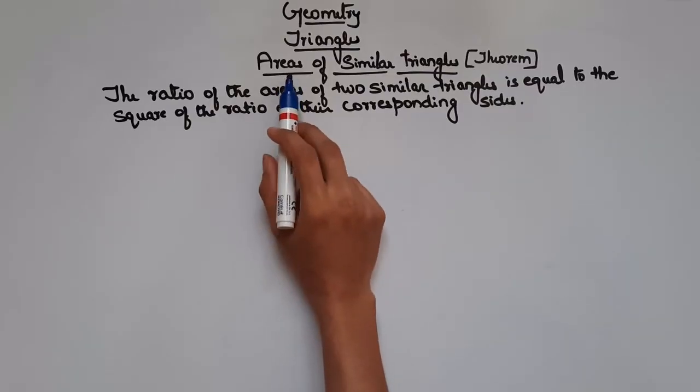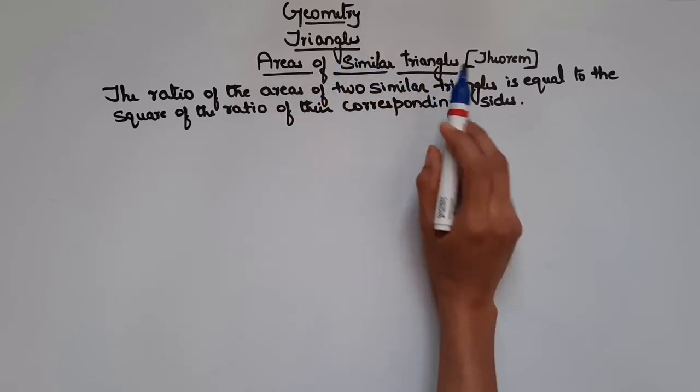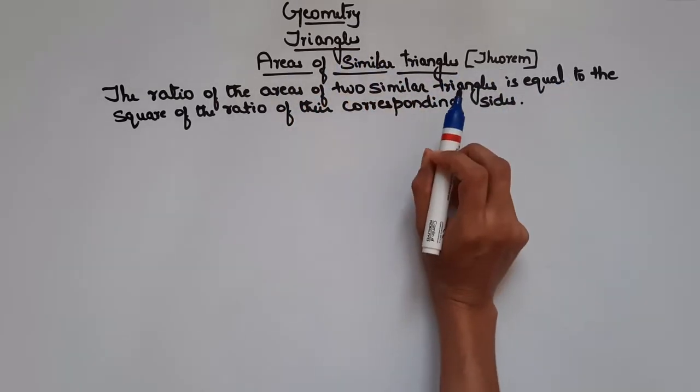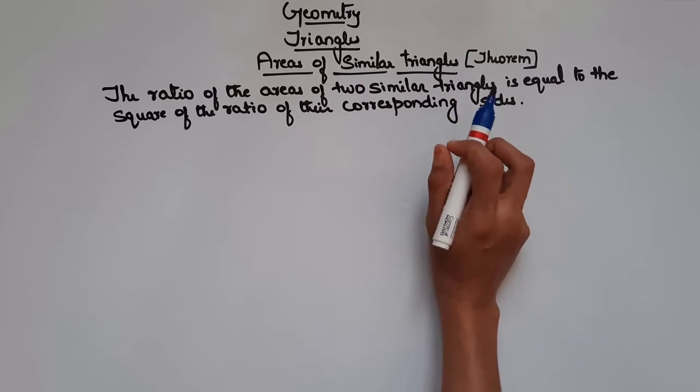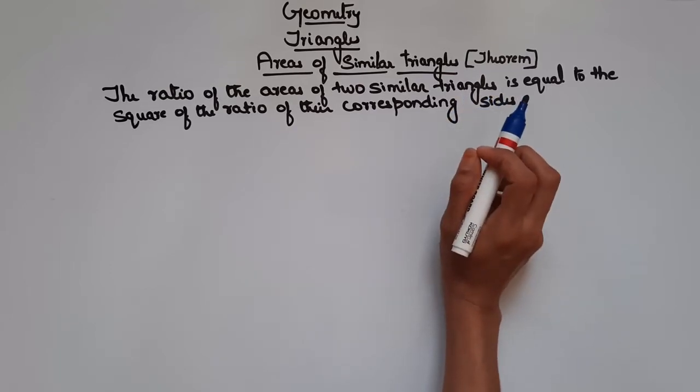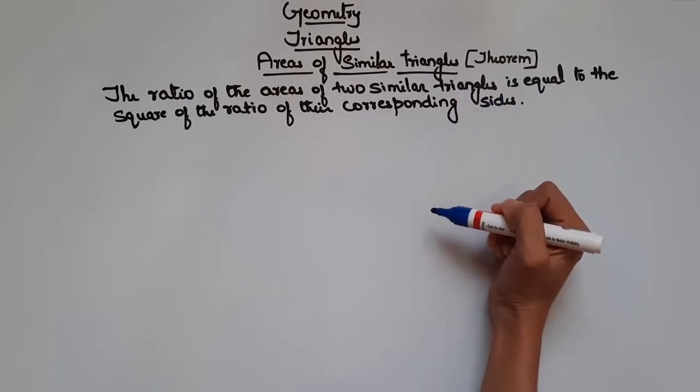In this video, we will see areas of similar triangles, which is a theorem. In my previous video, we have seen 3 theorems for similarity of 2 triangles. So if you haven't watched that, there is a link in the description box below. You can check that out.